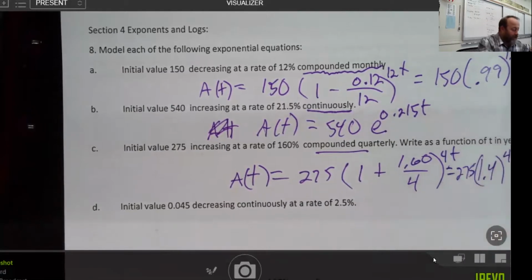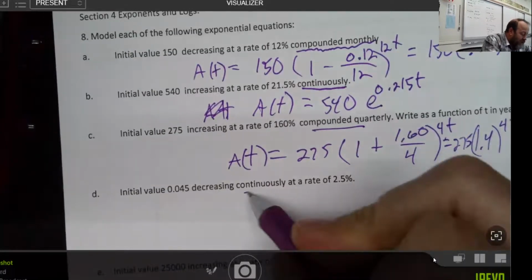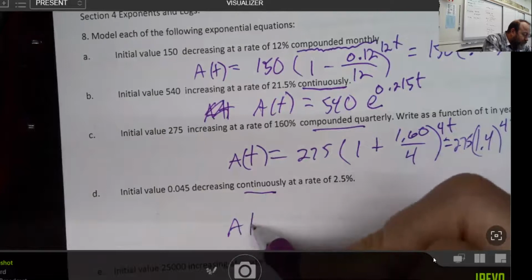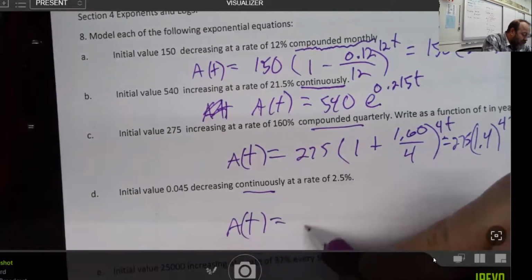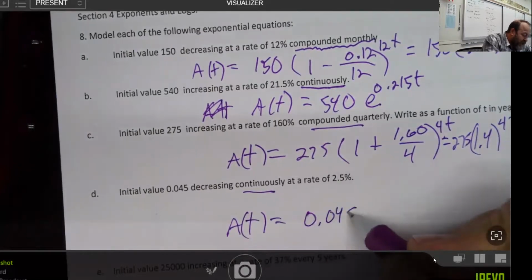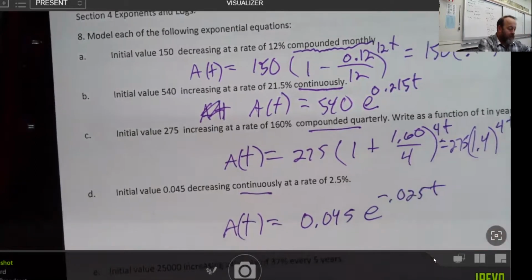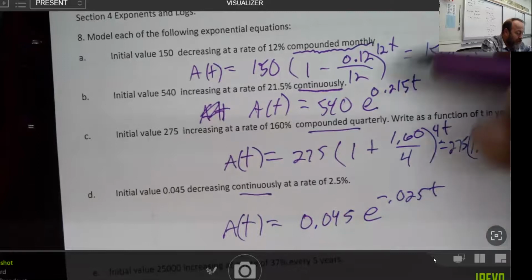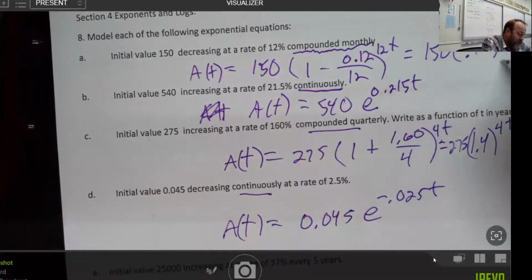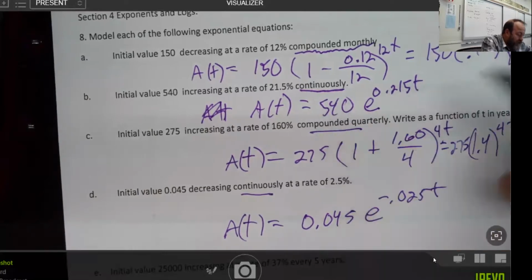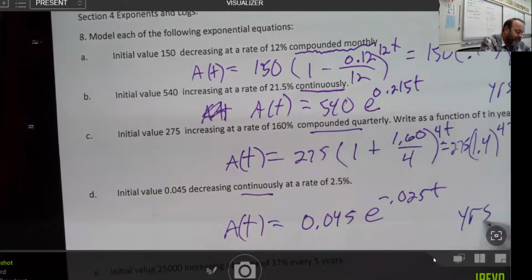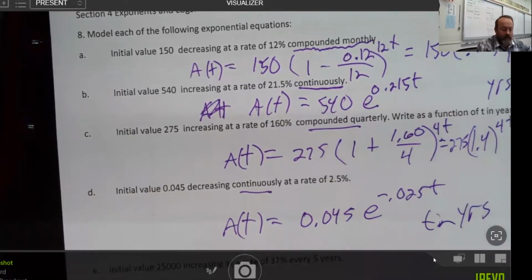Now again, brought back this idea of continuously again. So we would have 0.045 e to the negative 0.025t. Again, each one of these things compounded monthly. This one is t in years. This one is years. This one is years. You're supposed to actually say what you're doing the stuff in. This would be t in years.